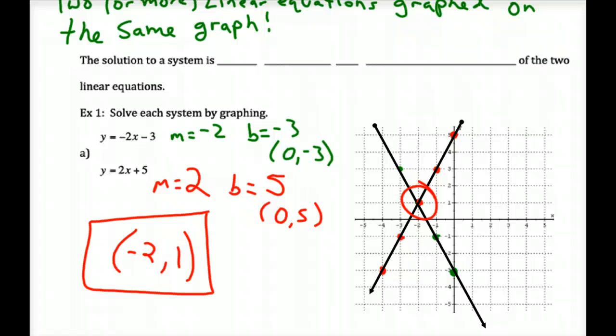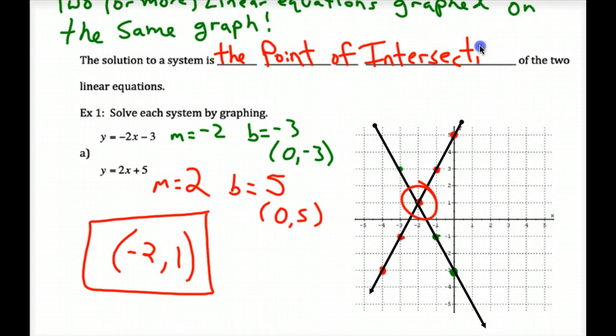Can anybody fill in? I purposely put 4 blanks up there. See if you can fill in the words. The solution to a system is the point of intersection of the 2 linear equations. The solution is the point where they intersect.